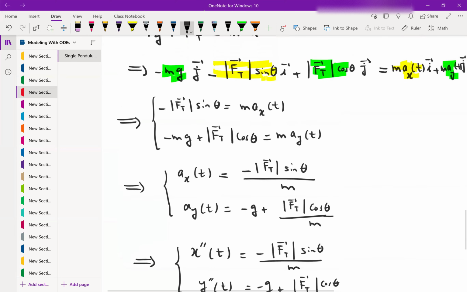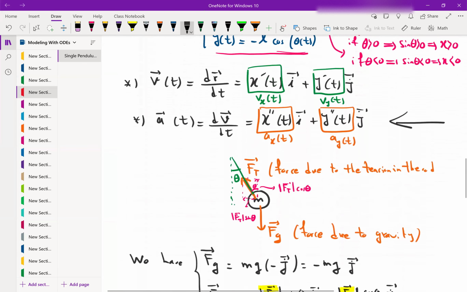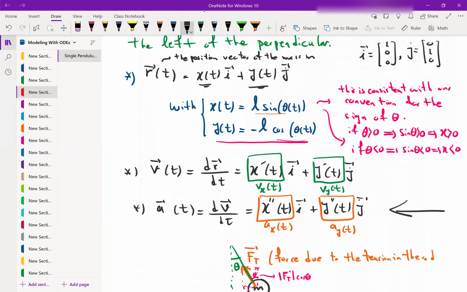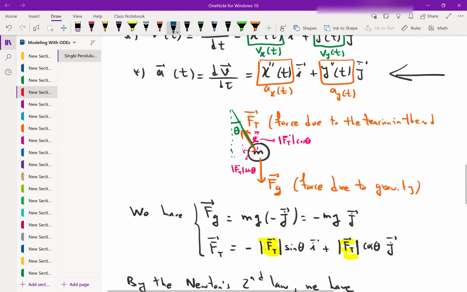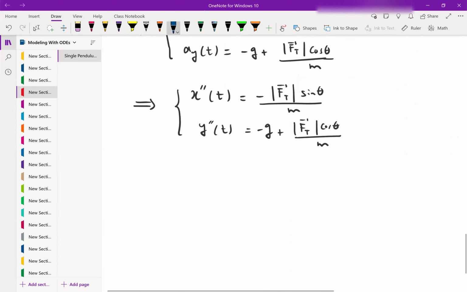We discussed this previously. Let me scroll up to remind everyone where we did that. Here we go. Here we have it. Very good. Let me call this 1. So from 1, we have x of t is equal to L sine theta of t.